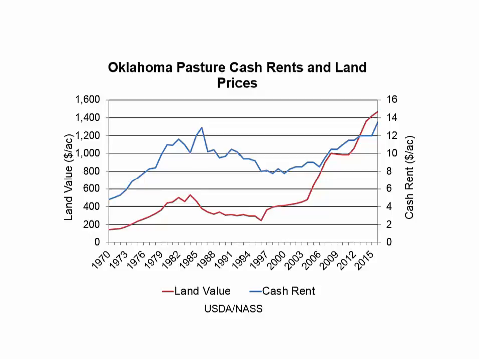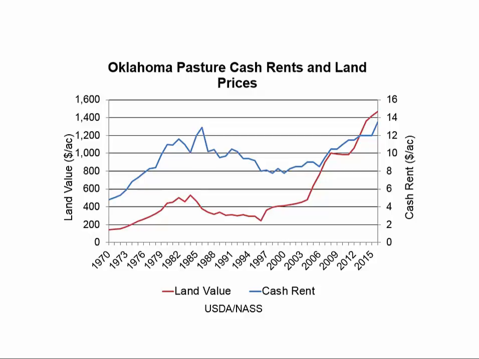Pasture land values, shown by the red line, didn't increase as dramatically in the 1970s, but have increased significantly since 2006, now averaging almost $1,400 per acre. Average pasture land values have increased from less than $200 per acre in 1970 to more than $1,400 in 2016.